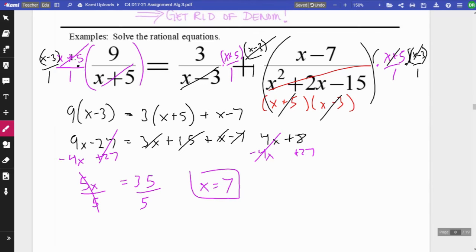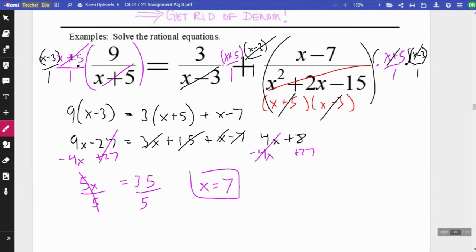Now, one thing we do want to do is just take a quick glance and make sure that if we plug in 7 into any of the denominators, we don't get a 0. Because if we look at the original equation, if you plugged in a 7 and you get a 0 in the denominator, now suddenly we don't have a valid problem. You can't divide by 0. You can't have a 0 in the denominator. It's illogical, and it cannot exist.